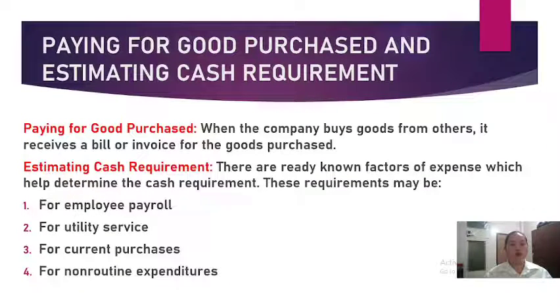Next is paying for goods purchased and estimating cash requirements. Paying for goods purchased is when the company buys goods from others and receives a bill or invoice for the goods purchased. While in estimating cash requirements, there are readily known factors of expense which help determine the cash requirements. These requirements may be, first, employee payroll, second, utility service, third, current purchases, and lastly, non-routine expenditures.